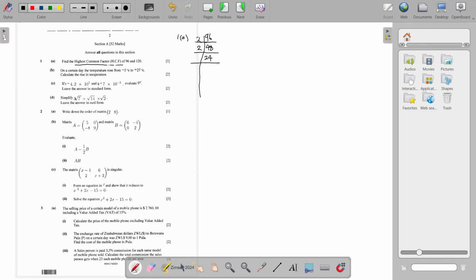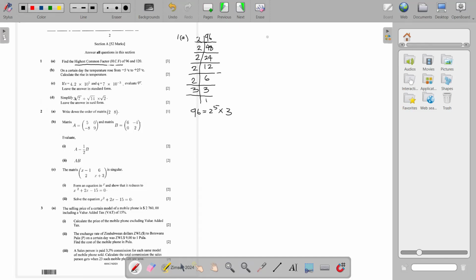Then the smallest number that enters into 24 without leaving a remainder is 2. 2 into 4 is 2. Then the smallest number that enters into 12 is 2. 2 into 12 is 6. The smallest number that enters into 6 is 2. It enters 3 times. The smallest number that enters into 3 is 3. Bear in mind, the smallest number we are talking about is a prime number. So our 96 is equal to 2 times 2 times 2 times 2 times 2, which is 2 to the power 5 multiplied by 3.